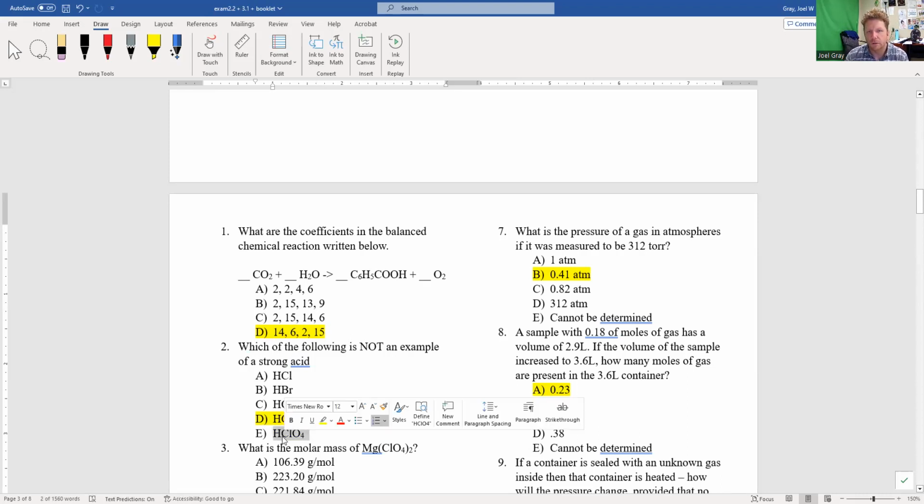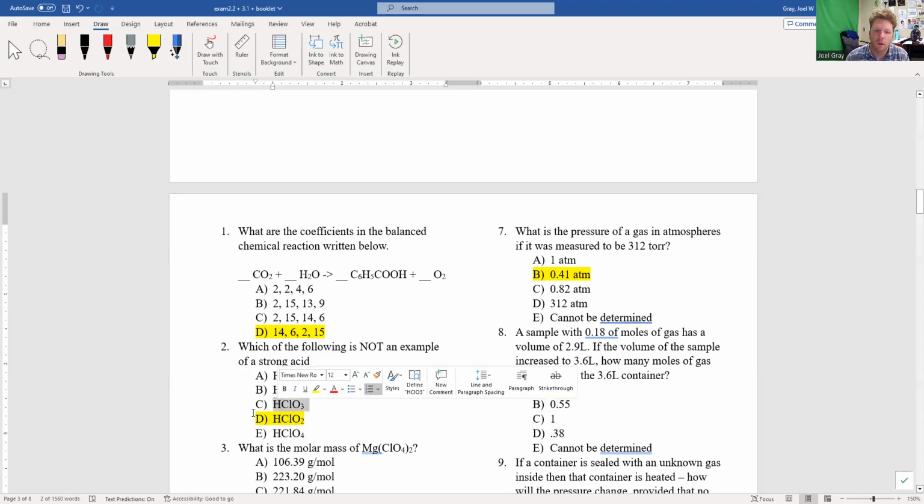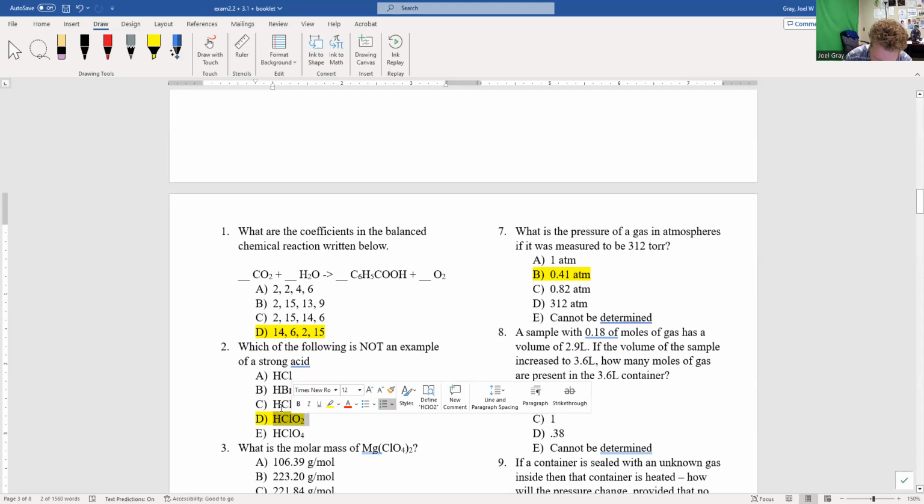HClO4 is perchloric acid, and HClO3 is chloric acid. Those two are strong acids. HClO2 is not a strong acid. So answer option D is the correct answer for question number 2.